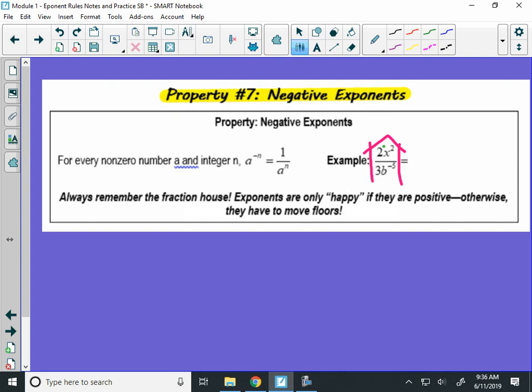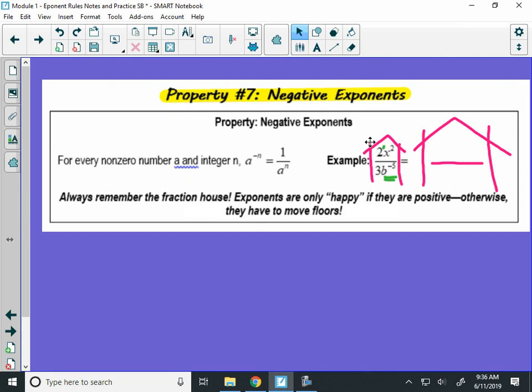So the 2 has a positive 1, the 2 is happy. The x squared has a positive exponent, he's happy. So is 3. But look at b. B has a negative 5. Mr. B is not happy where he's at. So Mr. B has to be moved, and he has to move to the top floor of his house.